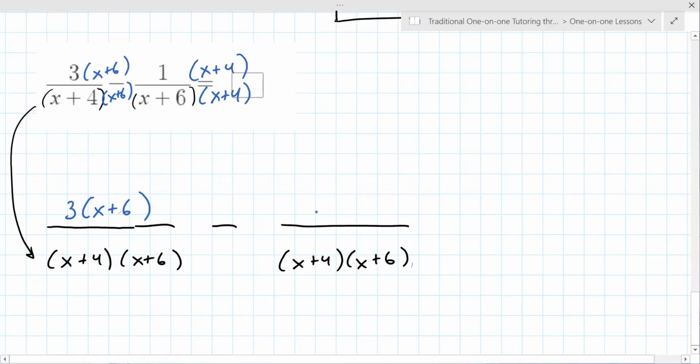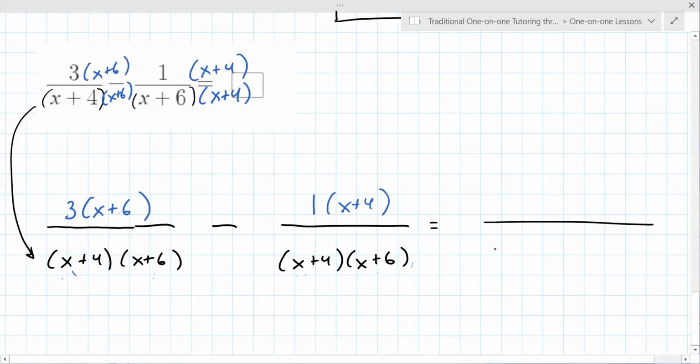So this is 1 times x plus 4. Again, if we were to cancel the x plus 4s, we would be left with 1 over x plus 6, which is what we started with. We don't want to do that, but that's the point: we're making it worse before it gets better. But now do you see that the bottoms are the same? Yeah. Since the bottoms are the same, you can combine these.